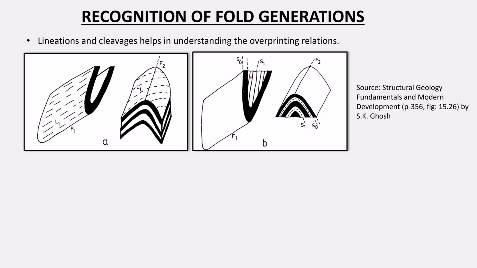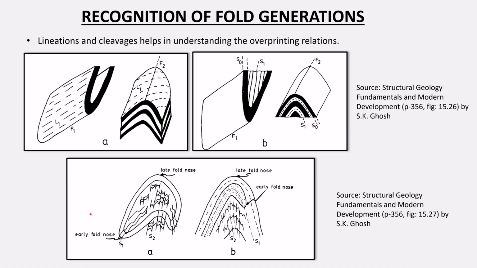And again, we have a fold here, and S1 is the axial plane cleavage, which is parallel to the axial plane. If the region suffers another deformation, then the axial plane cleavage is also cut, which is also an indication. As you can see in this diagram, here is the early fold nose, and here the axial plane cleavage S1 can be seen, and it suffers a second deformation, and the axial plane of the second deformation, H2, can be seen here.